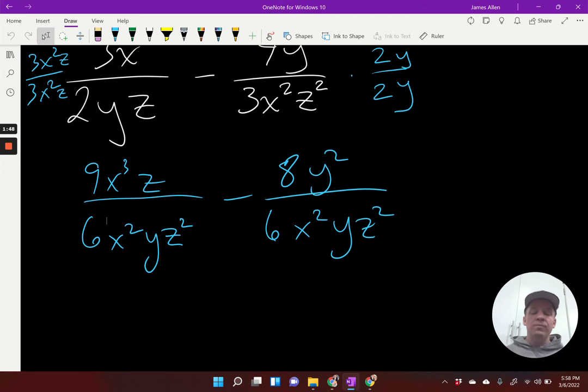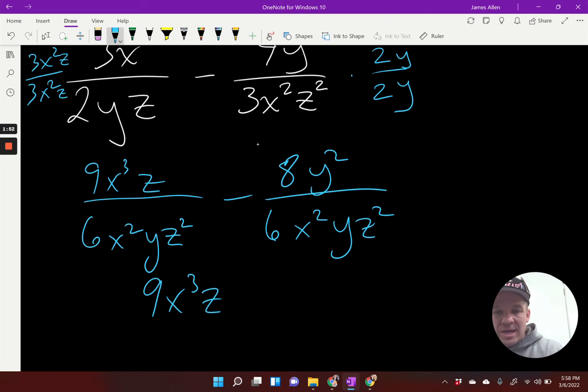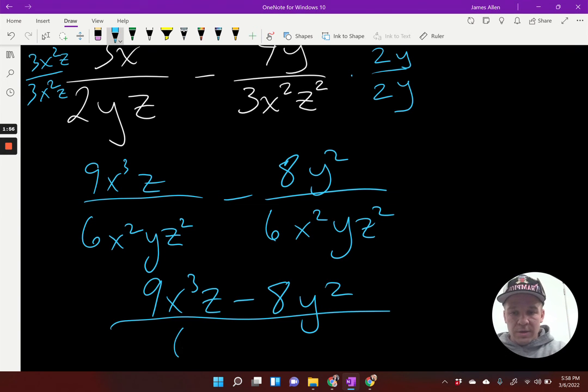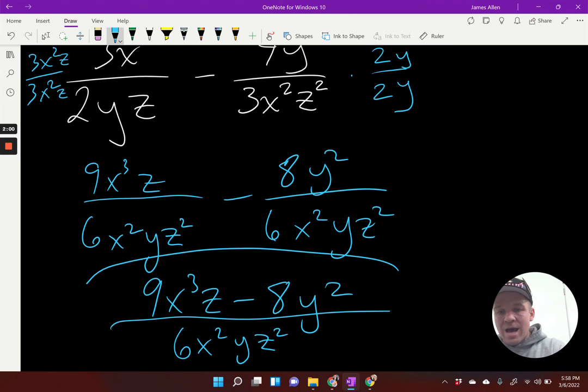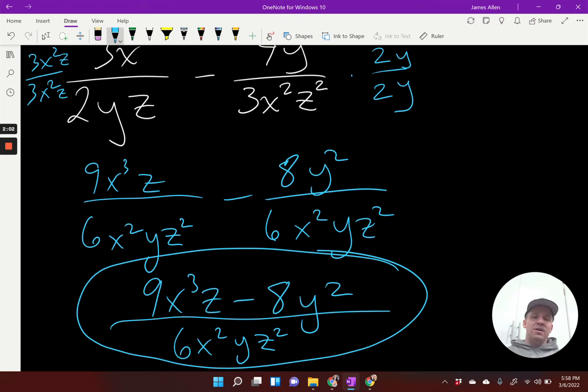All right, so now I can put it into one fraction. I'm going to have 9x cubed z minus 8y squared all over 6x squared y z squared. I cannot do anything as far as simplifications are concerned with that one. It's going to stay that ugly beast right there of a whole bunch of x's, y's, and z's and exponents.